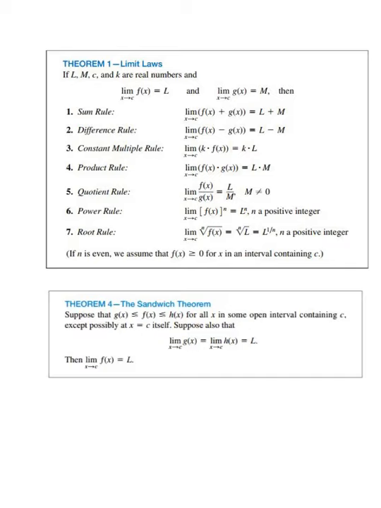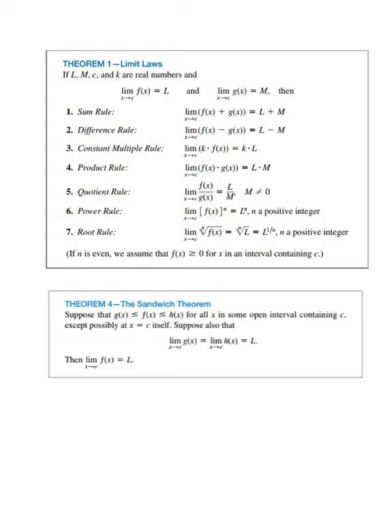The difference rule says the exact same thing, only instead of having a plus between the functions, you have a minus. The constant multiple rule says that if you have a limit as x approaches c of a constant times a function, you can pull the constant right out and then do the limit of just the f of x part.